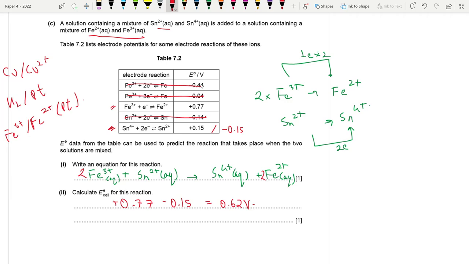And one more thing, iron 3+ is going to be reduced to iron 2+, and tin is going to be oxidized to tin 4+ from 2+, I mean. Also, to balance the number of electrons, tin takes 2, right? But iron takes 1. So to balance the number of electrons, you need to multiply the reaction of iron by 2, and the electrons get cancelled out. Okay, that's it.